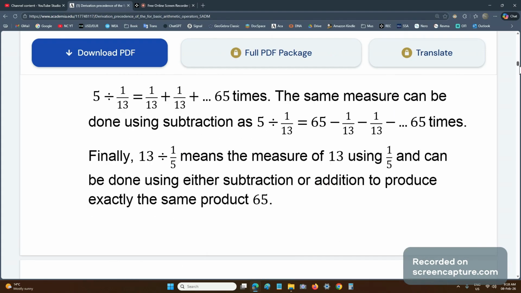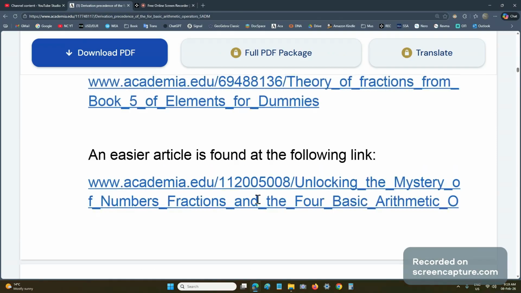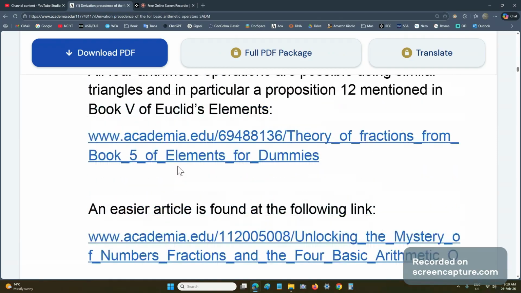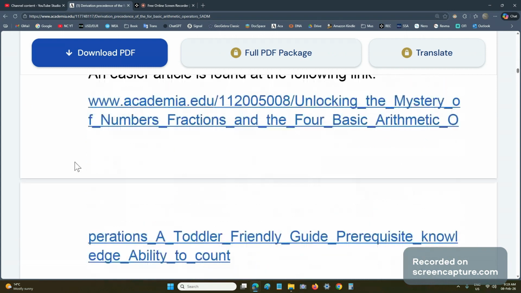You should download it. And there's something here that you could teach your toddler, how you can learn about fractions and many other interesting things that you will learn inside here.